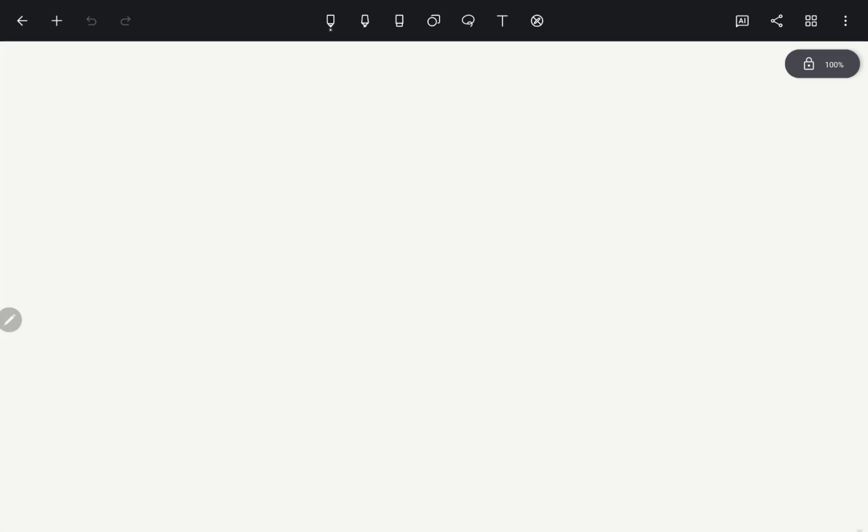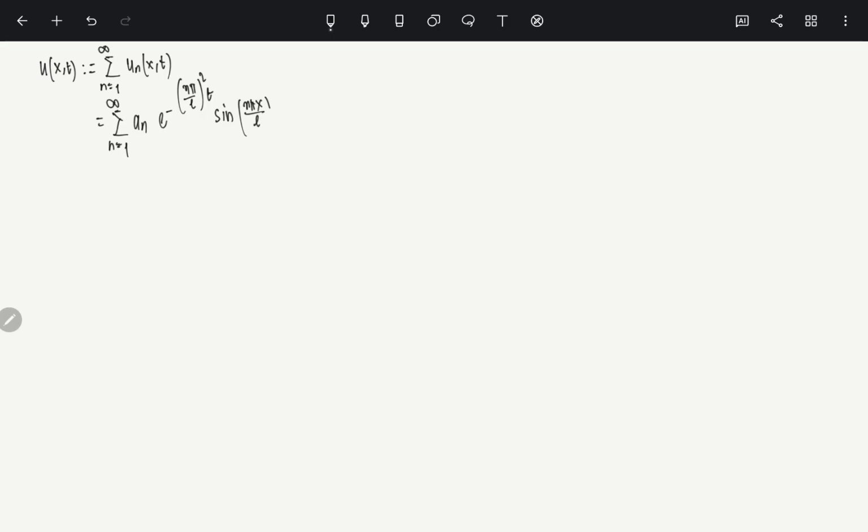Right, now we have the superposition principle, right? What is it? That these u_n are solutions for each n. So u of x,t, that will be our solution, defined as summation n equals 1 to infinity of u_n of x,t. That is nothing but summation n equals 1 to infinity of a_n, that constant, times e to the power minus (n pi by l) squared times t, and then sine of n pi x by l. Yes, so that is what we are getting, right?